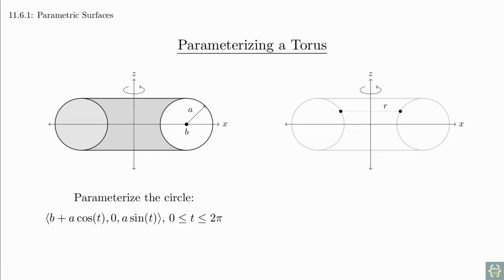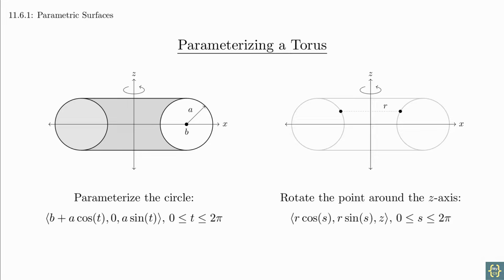Rotation around the z-axis does not change the z-coordinate, so we will focus on just the x and y coordinates. Each point along the circle gives us a radius with respect to the z-axis. We'll call that radius r for now. If we want to take this point and rotate it around the z-axis, we would be tracing out a circle of radius r parallel to the xy plane at a fixed height of z.